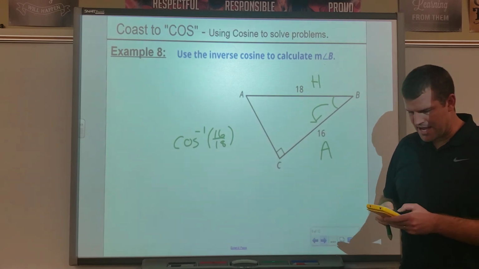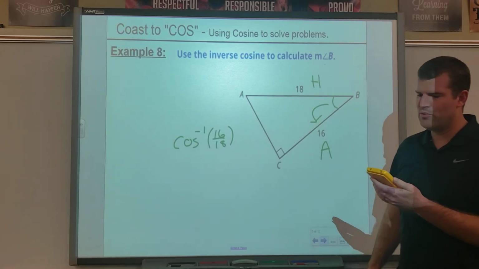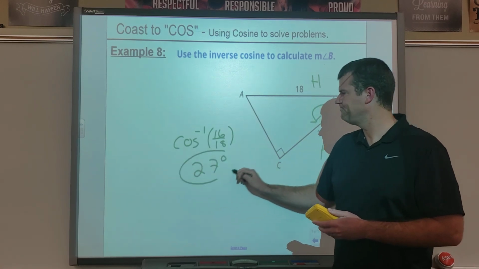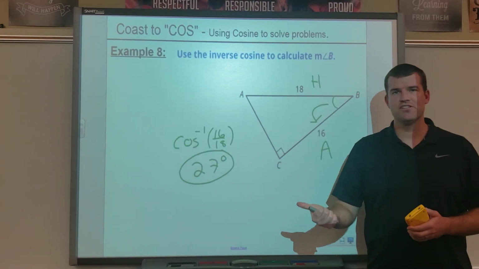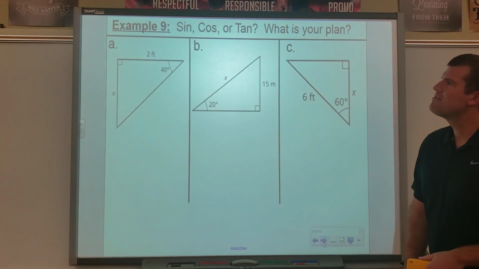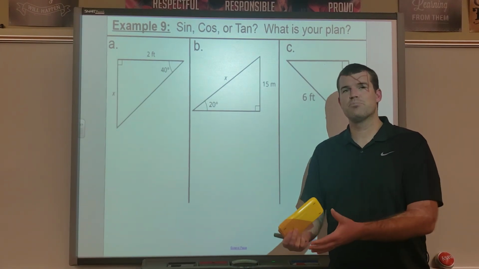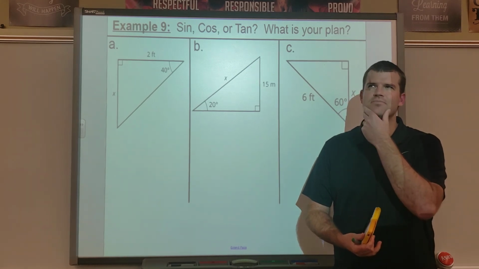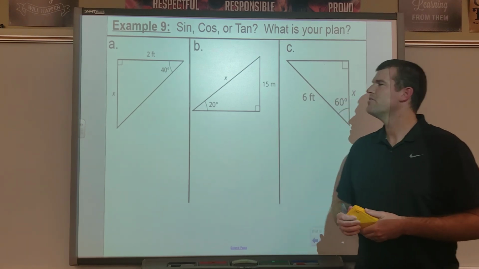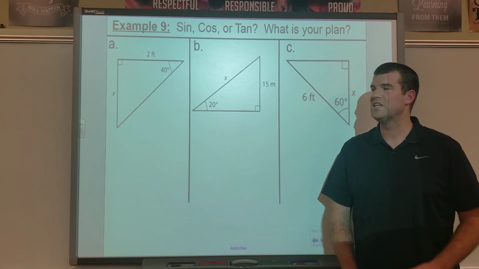Plug that in the calculator, and I get 27.26, or if we round it, that is 27 degrees. All right, so we've done tangent. We started this lesson with sine. We just finished cosine. So now we're not going to tell you which one to use. And this is what we want to really get to, is where you have to look at a problem, analyze it, and go, oh yes, I should use sine, or I should use cosine, or I need to use inverse, right? And so you go through a process and figure out, based on what we have, what can we use.